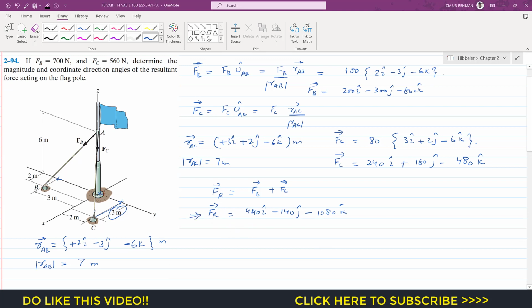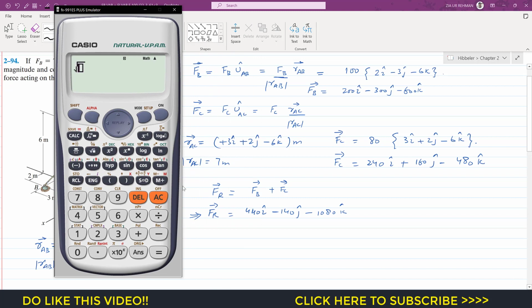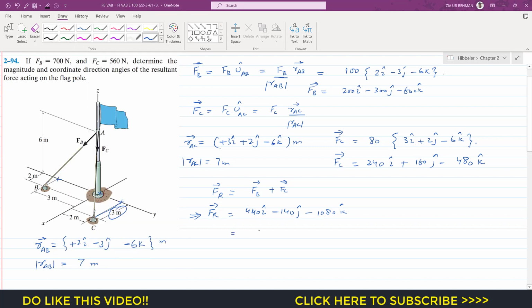Now to find the magnitude, we can find it directly. We need to take the square of each component, and then we need to take the square root. So this is 440 squared plus 140 squared plus 1080 squared, and then under the square root. So the magnitude comes out to be 1174.56. So we can say that it is approximately 1175 newtons.